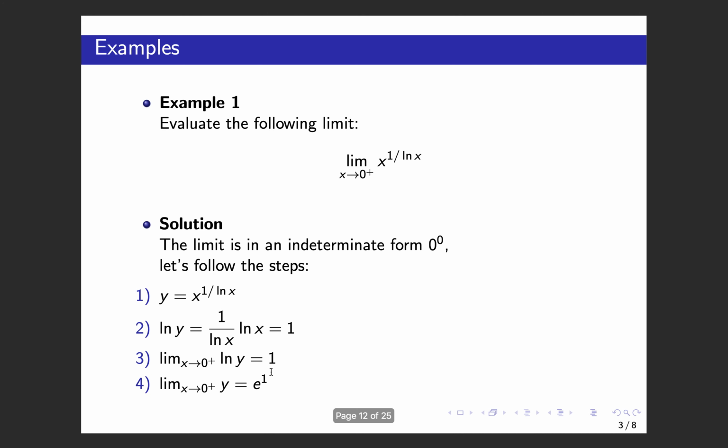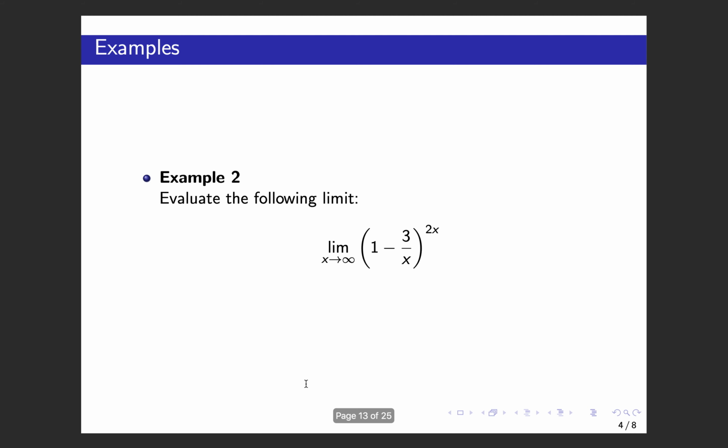Then the limit of y will be the exponential of 1, and this is the end of example 1. Now example 2 is to evaluate the limit when x goes to infinity of 1 minus 3 over x to the power 2x. As you can see, when x goes to infinity, this base goes to 1 and the exponent is going to infinity. So you get 1 to the infinity indeterminate form.